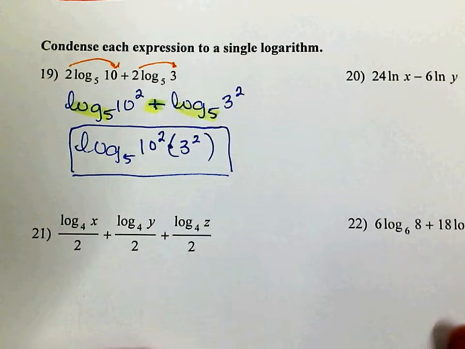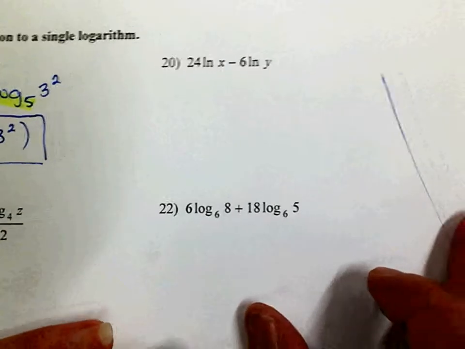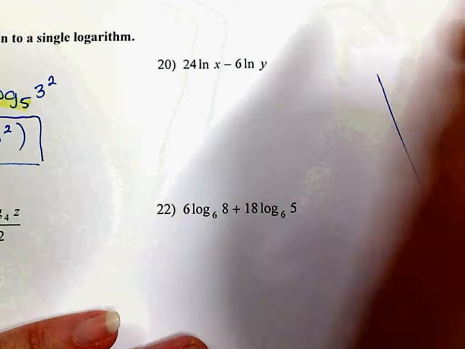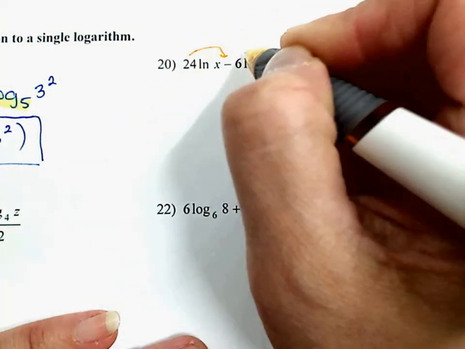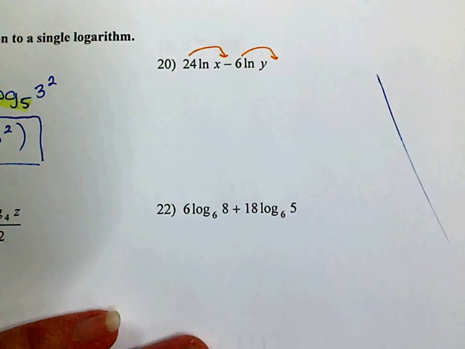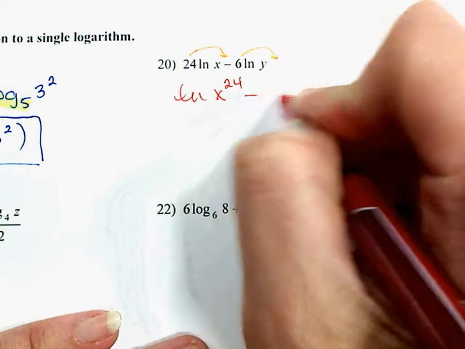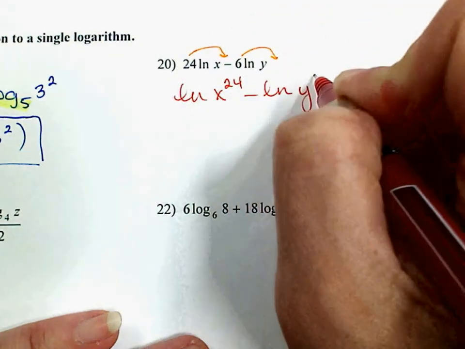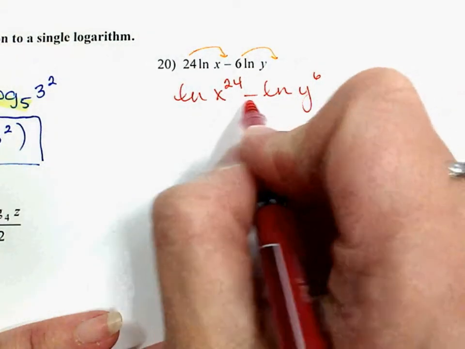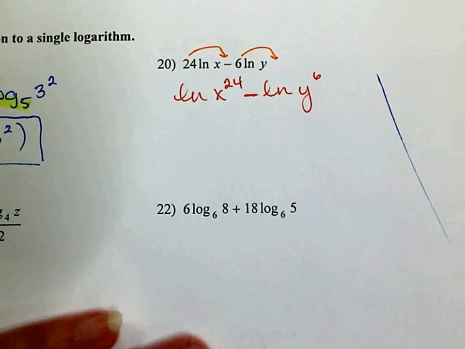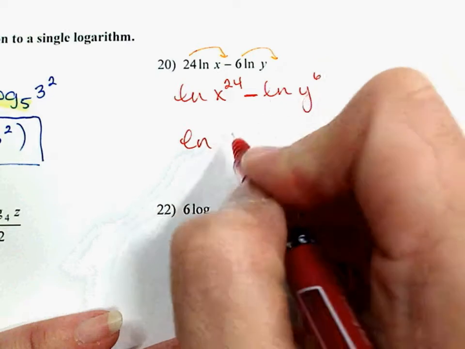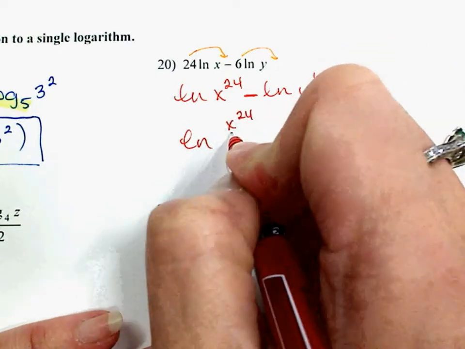Alright, number 20. Move it over in exponent position. So now you have natural log of x to the 24 minus natural log of y to the 6. Okay? See that minus? Division corresponds with that. So natural log of x to the 24 divided by y to the 6.